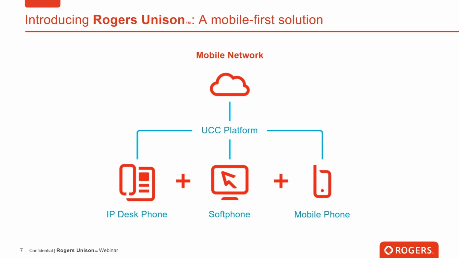You can be using soft phones, say on a desktop computer like I'm using right now, or on a tablet, or a soft phone even on a smartphone. Or you can even natively use your mobile phone. When I say natively use your mobile phone, I mean the green button that comes standard with your phone without having to launch another application. And with Rogers Unison, we provide a seamless way of delivering your unified communications to any one of these devices.